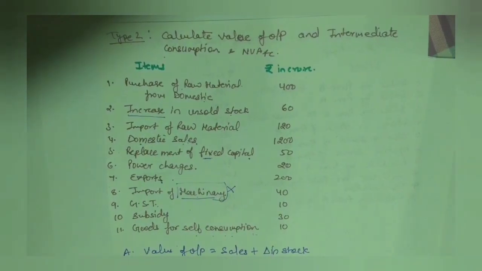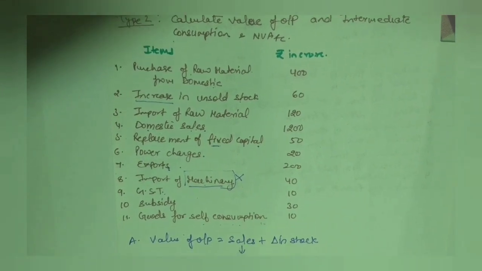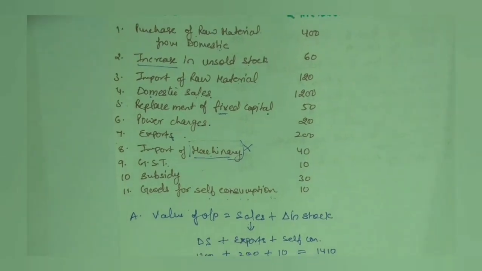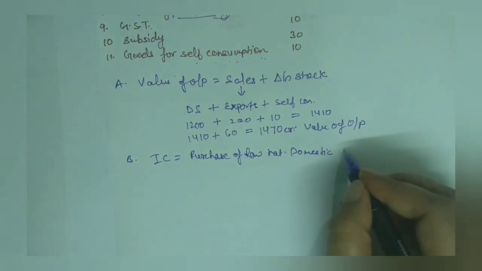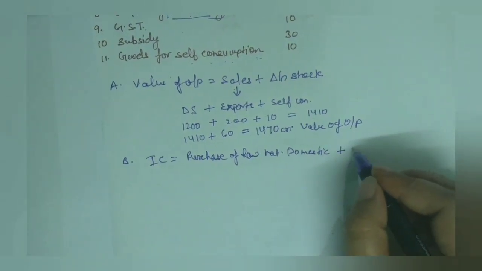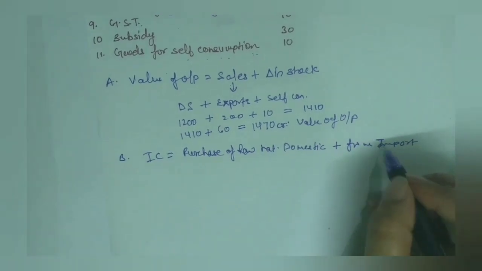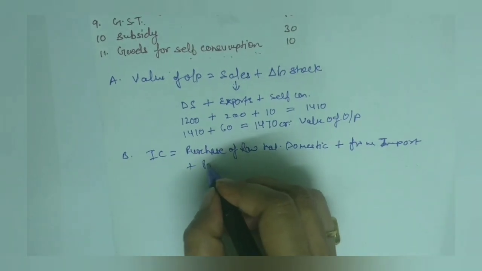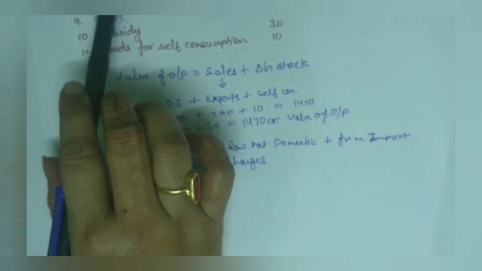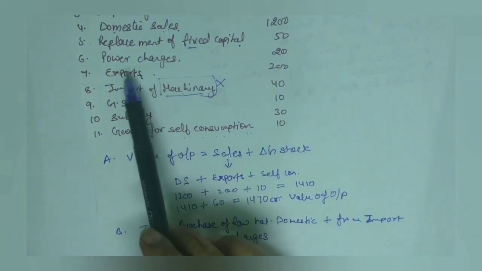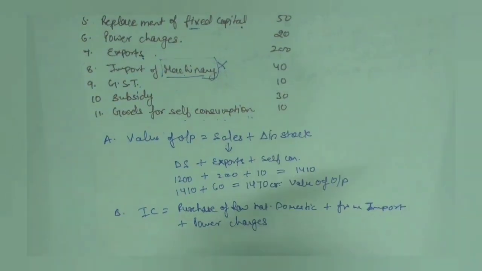So purchase of raw material from domestic level plus raw material from imports plus, now we'll add here power charges. Why power charges? Because I told you in the beginning that power charges are also the intermediate payment made to other. So for this reason we will add power charges.